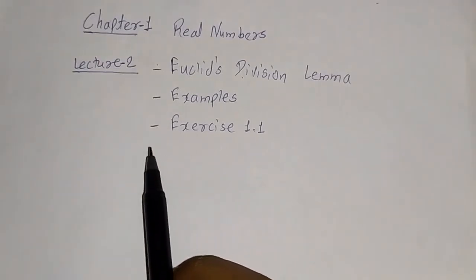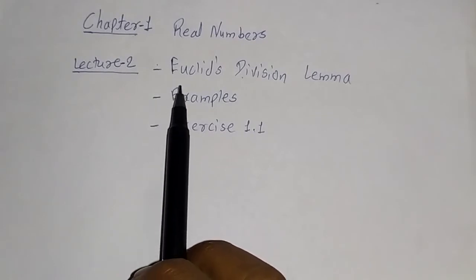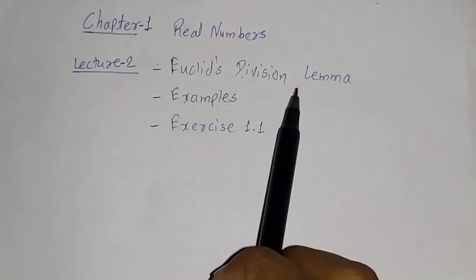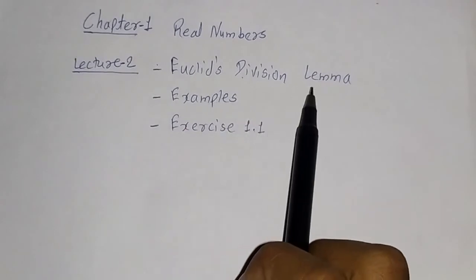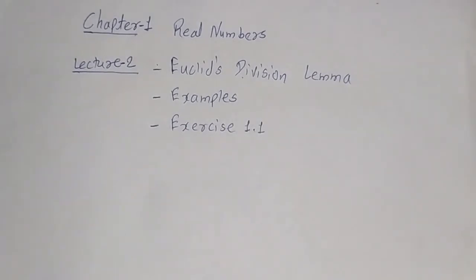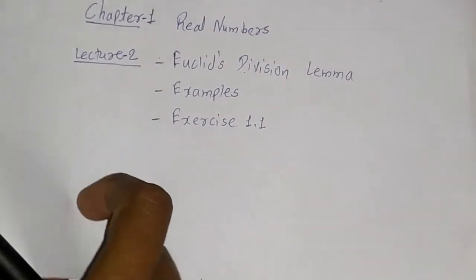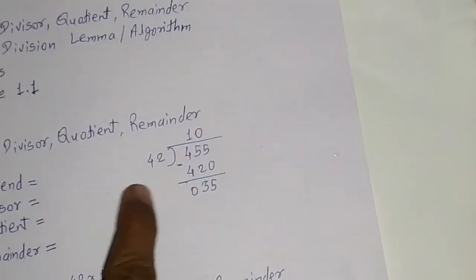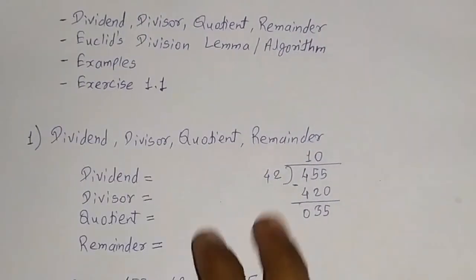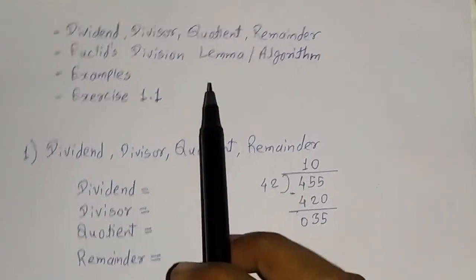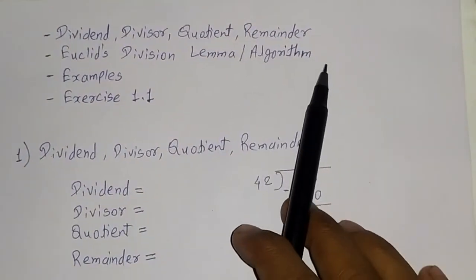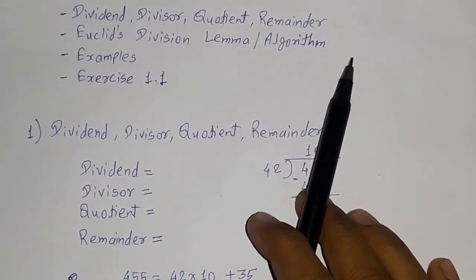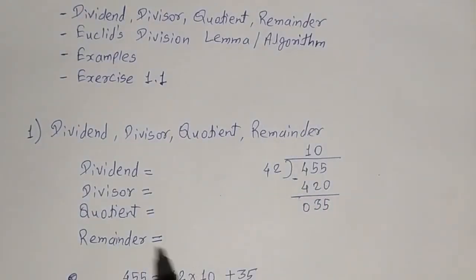So this will be our second lecture. The first point we will be discussing is Euclid's Division lemma or Euclid's Division theorem. Before commencing with this lecture, let us discuss a few concepts regarding division. What is dividend, divisor, quotient and remainder? These concepts have to be understood before studying Euclid's division lemma, because these concepts will be used there.